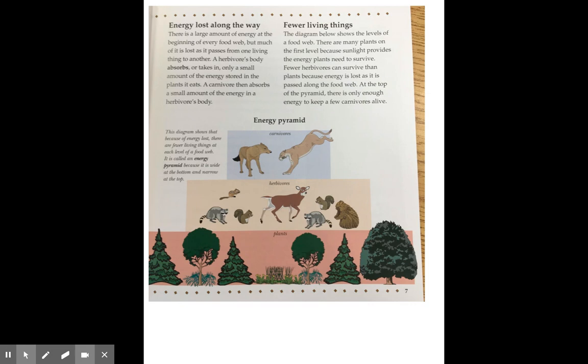Let's pay particular attention to the caption that goes with this energy pyramid. This diagram shows that because of energy lost, there are fewer living things at each level of a food web. It is called an energy pyramid because it is wide at the bottom and narrow at the top.